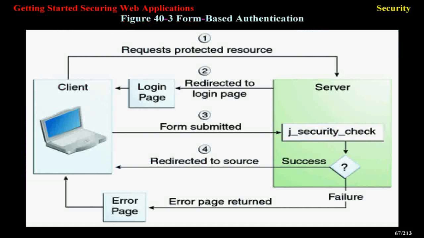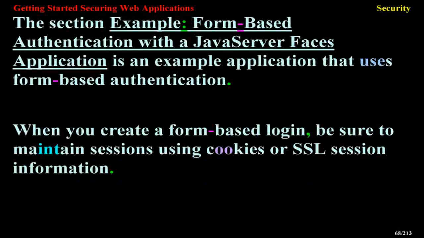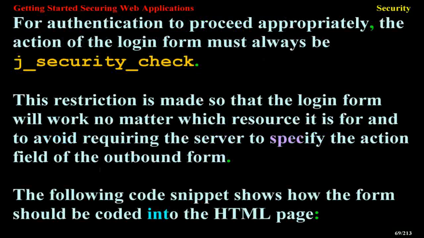The section example, Form-Based Authentication with a JavaServer Faces Application, is an example application that uses form-based authentication. When you create a form-based login, be sure to maintain sessions using cookies or SSL session information. For authentication to proceed appropriately, the action of the login form must always be j_security_check. This restriction is made so that the login form will work no matter which resource it is for and to avoid requiring the server to specify the action field of the outbound form.